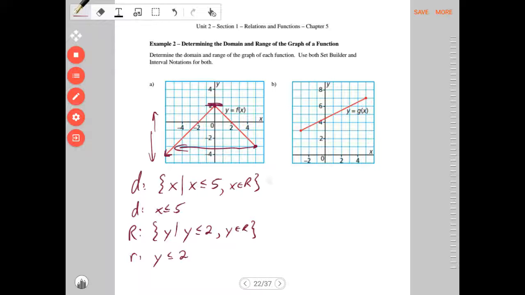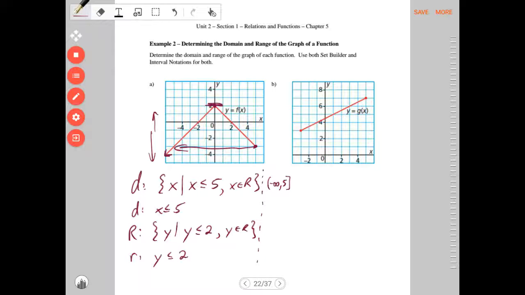So for interval notation, I should have drawn a little smaller. Sorry, guys. For interval notation, it goes all the way down to negative infinity and then all the way up to 5. And I can equal 5, so we're good. We can never equal negative infinity, so that's why it's a circle bracket.